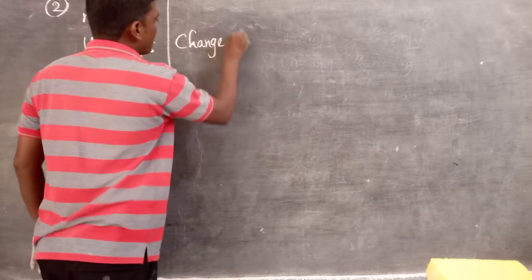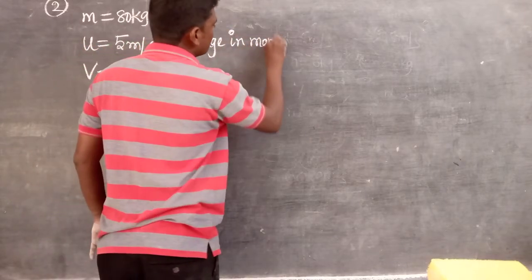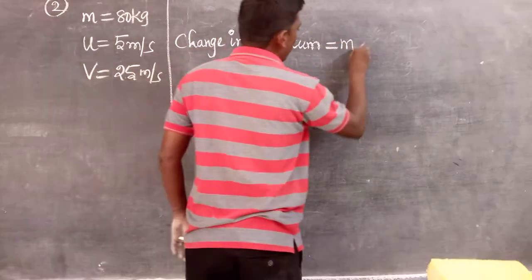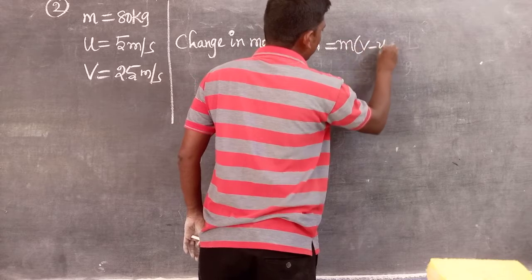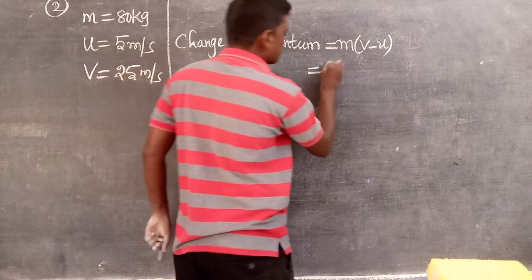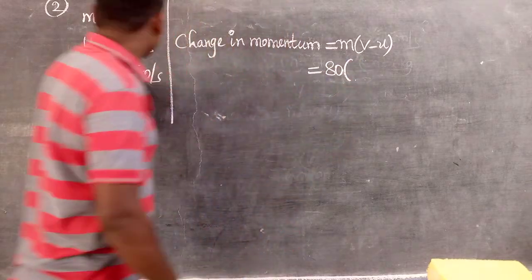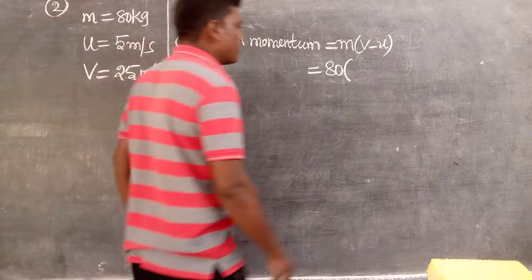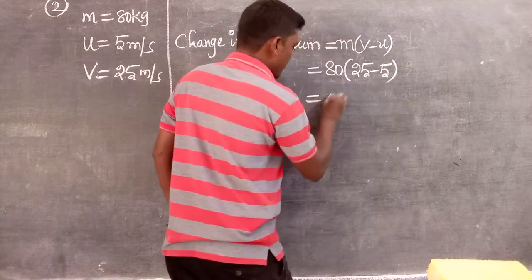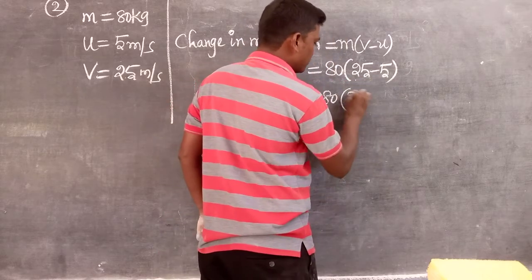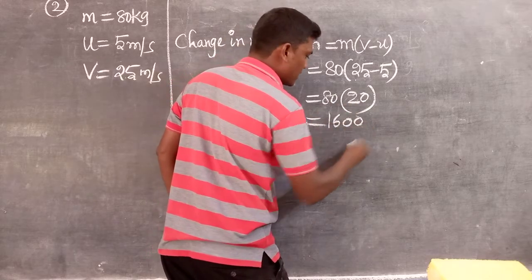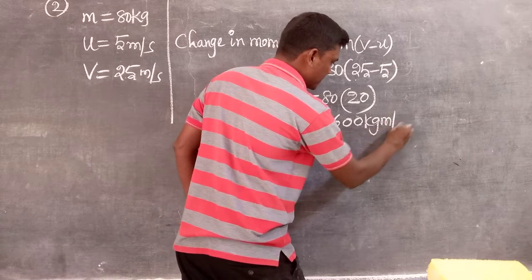So change in momentum is equal to, what is the formula? m of v minus u. That equals, what is the m value? 80. What is the v value? 25. What is the u value? 5. So 25 minus 5. 80 into 25 minus 5, which is 20. 80 times 20 is 1600 kilogram meter per second.